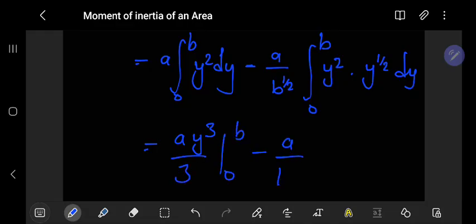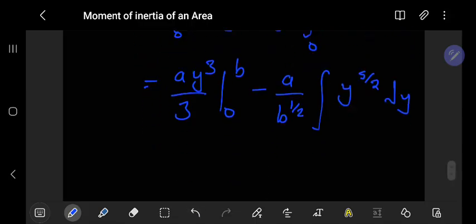Minus, this is a. B to the power 1 over 2. And then this is now going to be the integral, same base, add the powers. That is going to be y to the power 5 over 2, and then dy. Let's see what we get here. This is a, y to the power 3. Of course, plug in the limits. This becomes b to the power 3 over 3 minus.